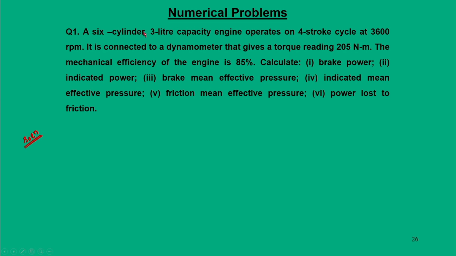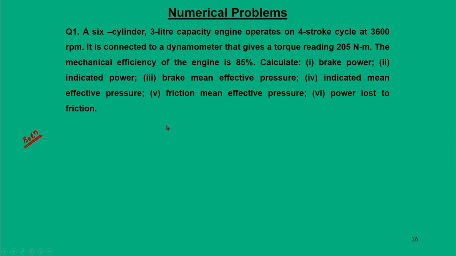So, we consider a 6 cylinder 3 liter capacity engine. It operates on a 4 stroke cycle at 3600 rpm, and it is connected to a dynamometer that gives a torque reading of 205 Newton meter. We are also given the mechanical efficiency of 85%, and we are supposed to calculate the brake power, indicated power, brake mean effective pressure, indicated mean effective pressure, friction power, friction mean effective pressure, and power loss due to friction. So, let me start the solution step by step.